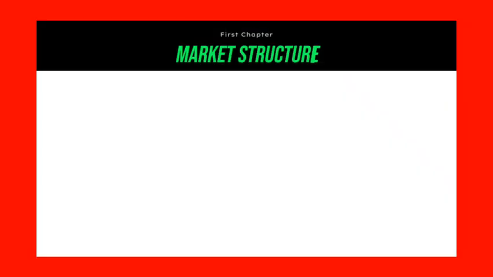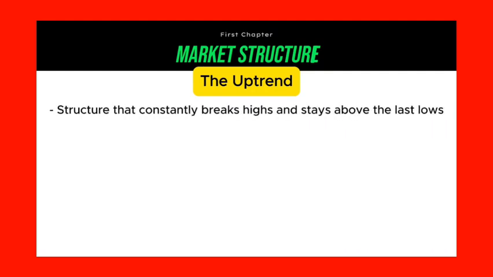The first chapter is market structure. The market has three types of movements. The uptrend. The uptrend is the price structure that repeatedly breaks highs and maintains the price above the last lows. The uptrend is confirmed once price first goes up, then retraces back, breaks the previous high while not breaking the previous low, and this process usually repeats until a reversal pattern that we're going to talk about soon. So the price again retraces, doesn't break the last low, so the pullback ends above the last low, then price breaks the past high, and so on.